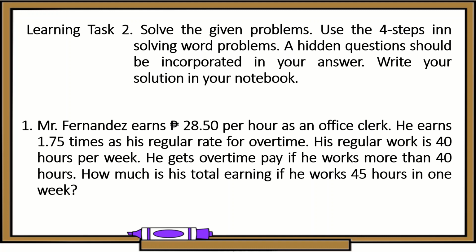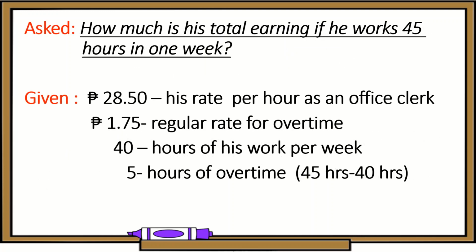So, gagamit tayo ng AGOMA para ma-solve natin to. Let me help you to do the AGOMA, but still you will be the one to answer the problem. Para sa ating number 1, ang asked, magkano daw ang kanyang kinikita kung siya ay magtatrabaho 45 hours sa isang linggo? Ang given natin, ang kanyang rate kada oras as an office clerk ay 28 pesos and 50 centavos. At ang kanyang regular rate for overtime is 1 and 75 hundredths. 40 hours of his work per week. Ang kanyang pagtatrabaho kada linggo ay 40 hours. And ang kanyang overtime ay 5.